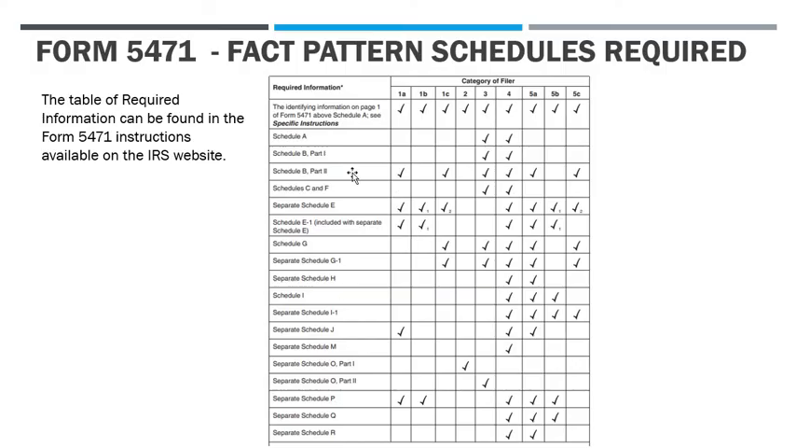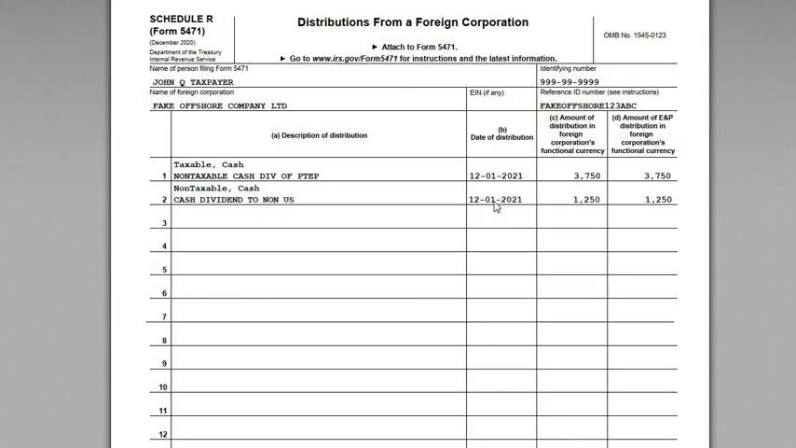So if we go back to our required information table here within the instructions, at the very bottom here you can see we have separate Schedule R for Cat 4 and Cat 5A filers. Okay, so that applies to us. We're both Cat 4 and Cat 5A for purposes of this scenario. So we're going to have to do the filings.